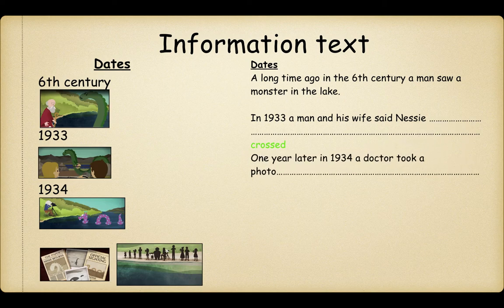Is there any more knowledge that we need to give the reader? Yes, there is, because we know about the doctor who faked the photograph. So one year later, in 1934, a doctor took a photo, and I've put a word below in green, fake. How do we use that word in the sentence? What did the doctor fake? So finish off that sentence. You'll need more than the word fake, just like you'll need more than one word, as in crossed. So Nessie crossed what? What did Nessie cross?